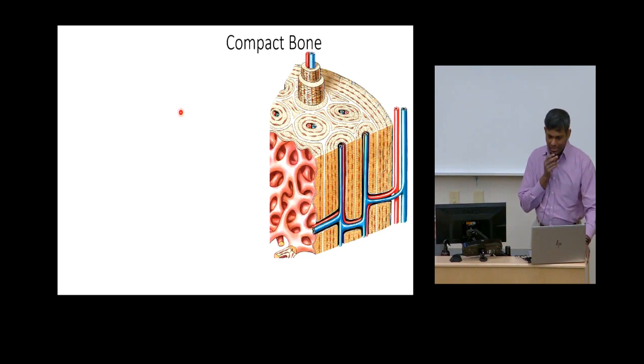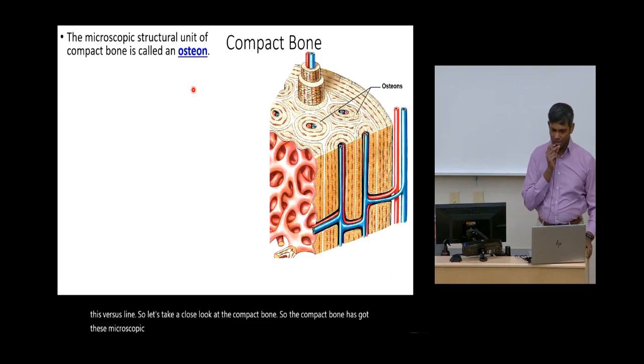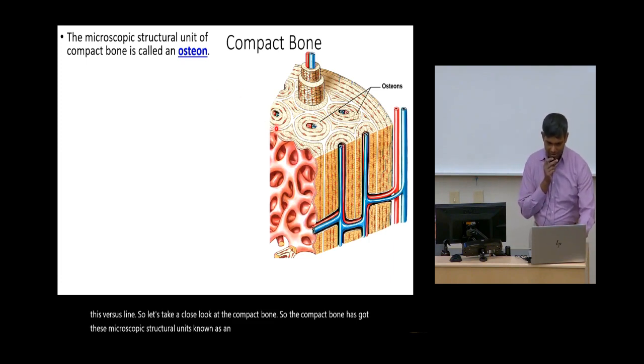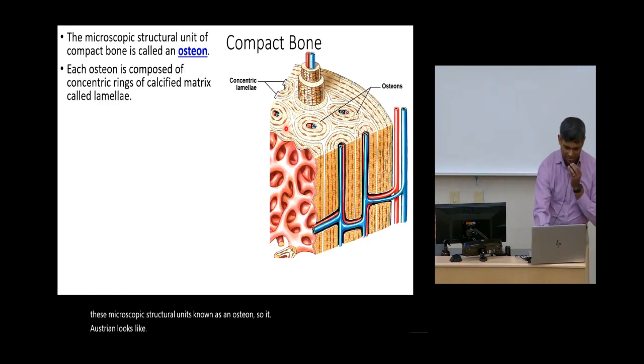So let's take a close look at the compact bone. The compact bone has these microscopic structural units known as osteons. The osteon looks like a cinnamon roll, right? It's got these concentric circles in it.